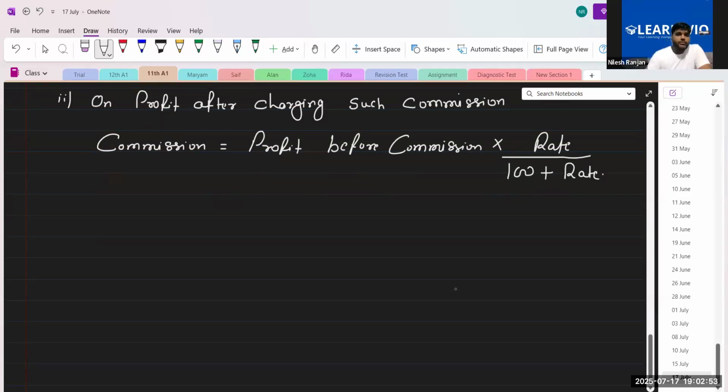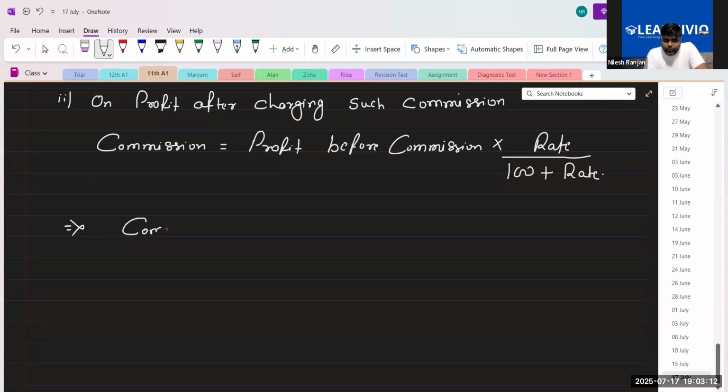Now, we have to understand why we are writing 100 plus rate. Generally, in percentage calculations, we write 100 as the denominator. So why are we writing 100 plus rate? To explain this, you have to understand that we don't know the commission here in this question, because the question says we have to calculate commission on profit after charging such commission. Now, we also don't know the profit after commission.